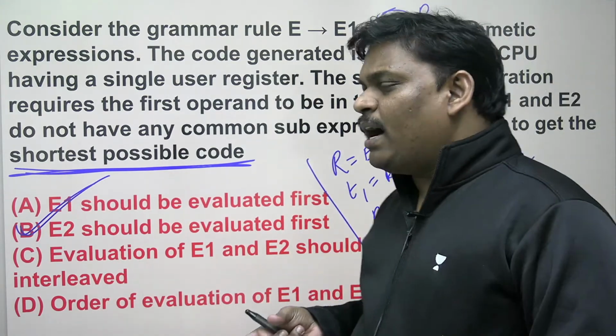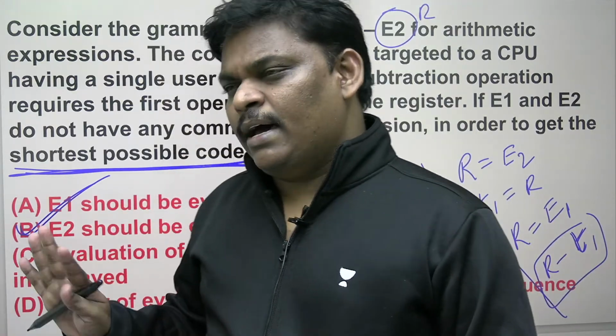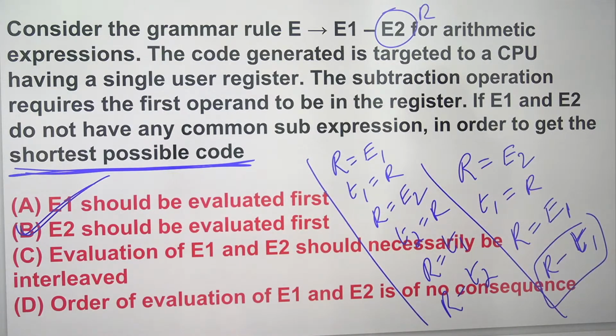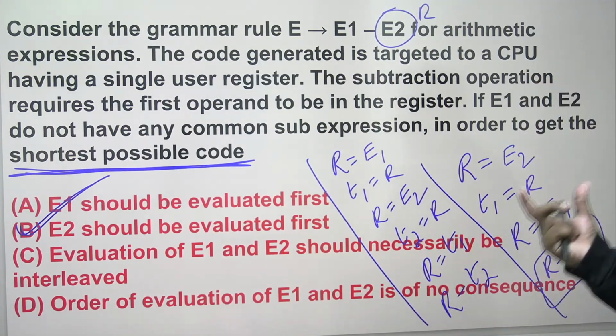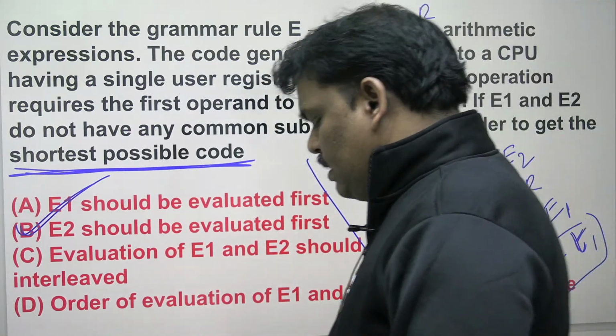Normally, to do any operation, both operands should be there in the register, but in this problem it is not required. To do the subtraction operation, the first operand should be in the register. That is the only thing he said. Just write which is better for the shortest possible code. I think the answer is option B. Answer is option B.